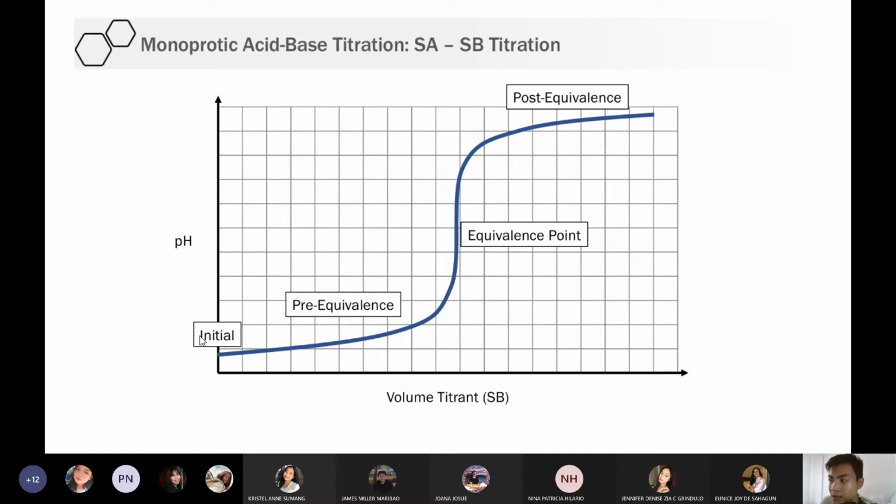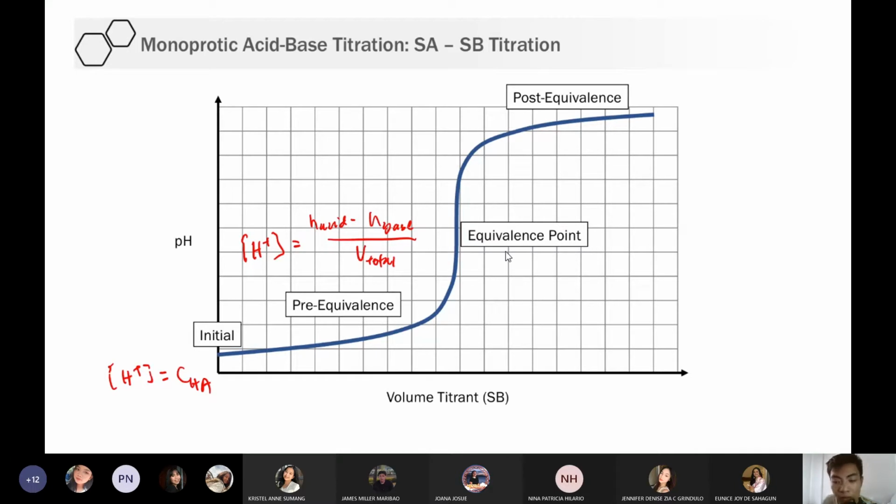Again, remember the formulas we need to use. Initial, the concentration of H plus is equal to the concentration of your acid. At pre-equivalence point, the concentration of your H plus is equal to mole acid minus mole base divided by the volume total. Okay? Or MAVA minus MTVT divided by the volume total.